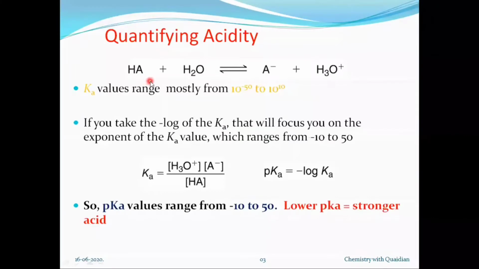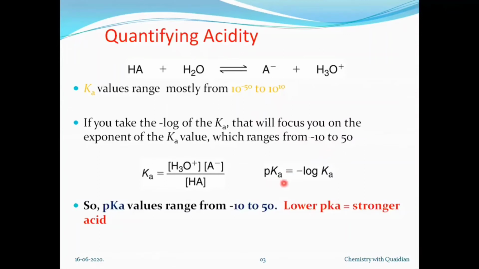Now consider again this equation that shows the ionization of the acid. The Ka values of most acids range from 10 raised to the power minus 50 to 10 raised to the power 10. Now if you take the negative log of these Ka values, the values range from minus 10 to 50. When you take the minus log of 10 raised to the power minus 50, the answer comes to be 50, and when you take the minus log of 10 raised to the power 10, it comes to be minus 10. So the value of pKa ranges from minus 10 to plus 50.